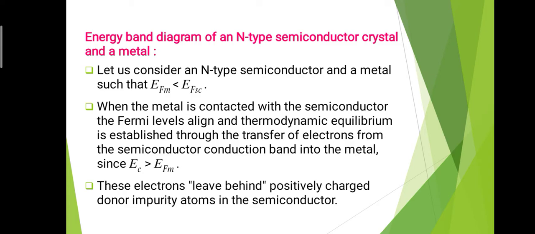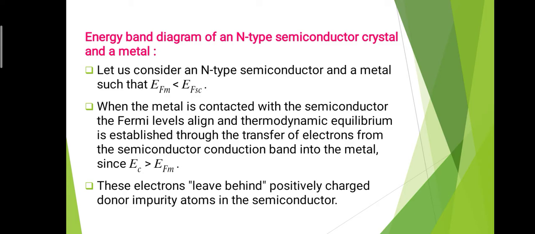level of the semiconductor. When the metal is contacted with the semiconductor, the Fermi levels align and thermodynamic equilibrium is established through the transfer of electrons from the semiconductor conduction band into the metal, since EC is greater than EFM, where EC is the conduction band in the semiconductor material and EFM is the Fermi energy level of the metal.